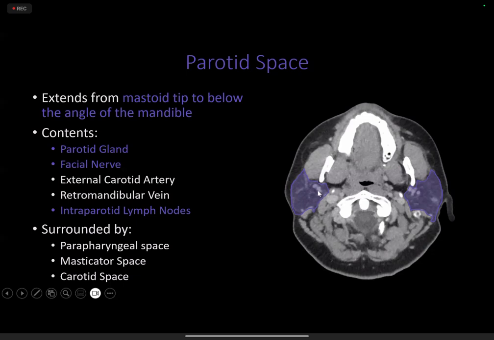and it also contains intraparotid lesions. This parotid space is bounded or surrounded by that parapharyngeal fat right over here, which we already looked at, the masticator space anteriorly, which we will look at soon, as well as the carotid space medially right over here.